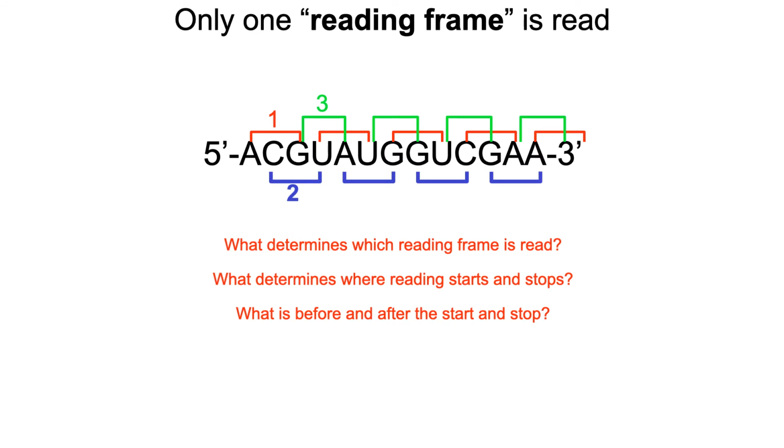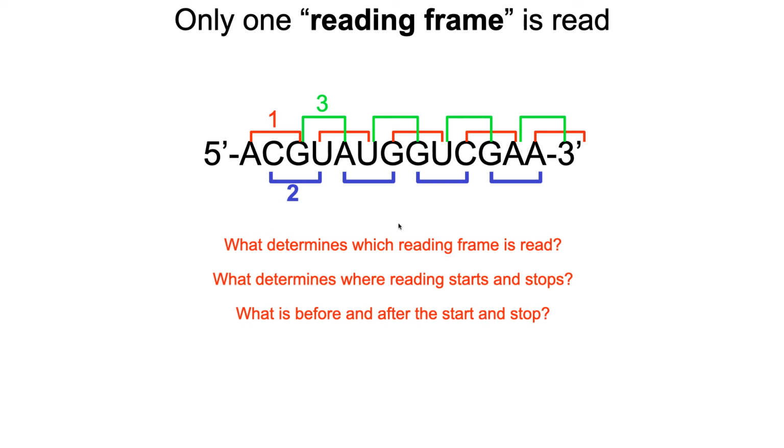There's only one proper reading frame within the messenger RNA, and it's not necessarily the first reading frame. So I've got some important questions to ask ourselves. What determines which of the 3 reading frames is read? What determines where the reading frame starts and stops? And what is before and after that start and stop? Let's take a look.